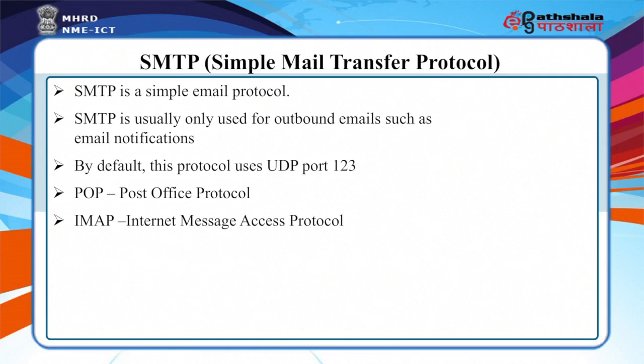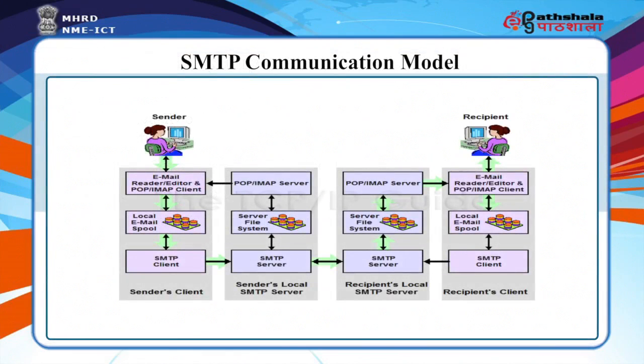So there will be an SMTP agent, then a client, and SMTP works with different port numbers. This is the architecture model of the SMTP communication model. The sender wants to send a message to the recipient. The sender uses an email client. The other person also uses a client for reading mail.